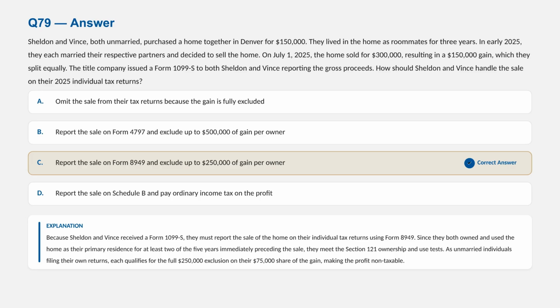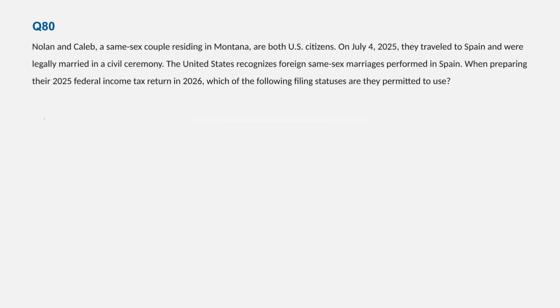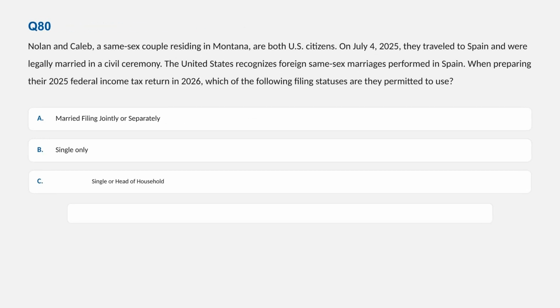Great. Now let's move to our next question. Question 80. Nolan and Caleb, a same-sex couple residing in Montana, are both US citizens. On July 4th, 2025, they traveled to Spain and were legally married in a civil ceremony. The United States recognizes foreign same sex marriages performed in Spain. When preparing their 2025 federal income tax return in 2026, which of the following filing statuses are they permitted to use?